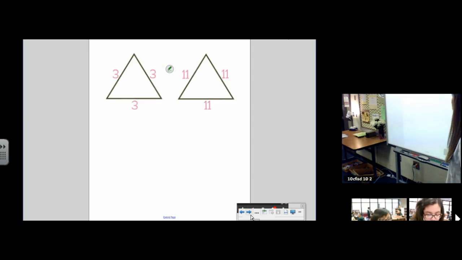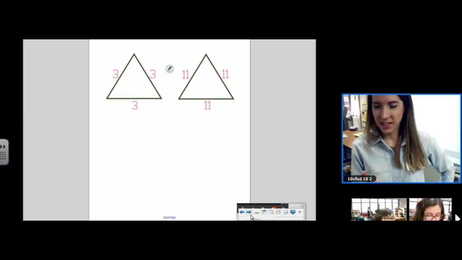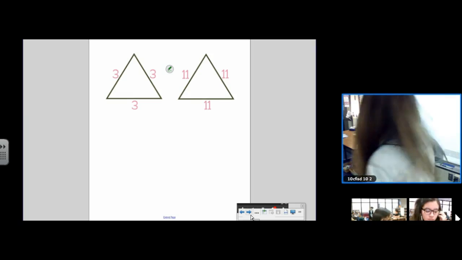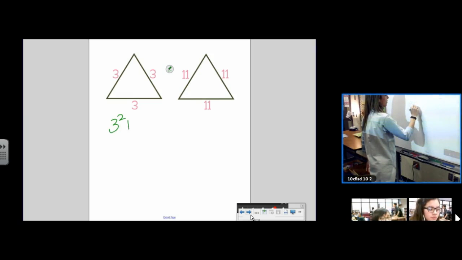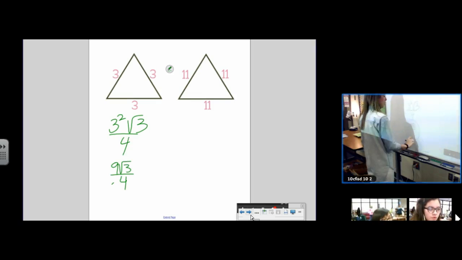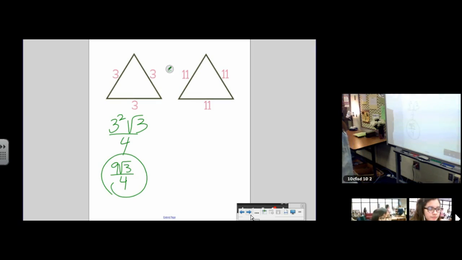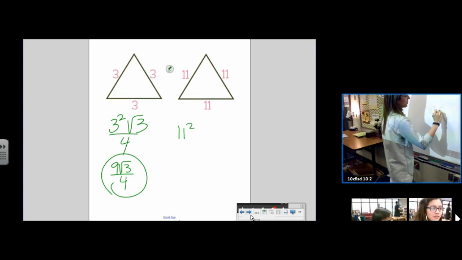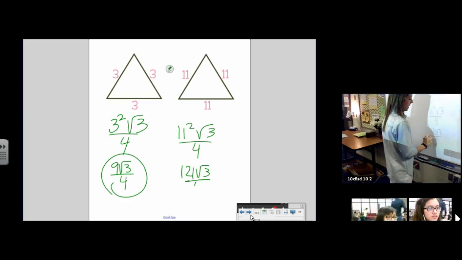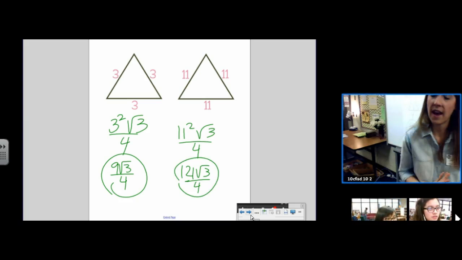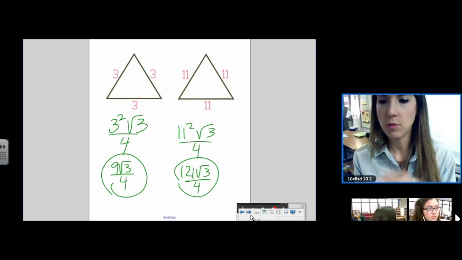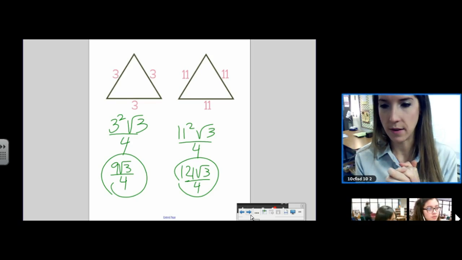Let's try a couple. So remember, if you're going to use this formula, you do have to memorize it. But it's useful, it really is. Side squared root 3 over 4. So the area of that triangle is 9 root 3 over 4. Side squared root 3 over 4. 121 root 3 over 4. And I obviously don't have an example where the numerator is divisible by 4, but if it was divisible by 4, you would need to move on and simplify that before you submit a final answer, okay?